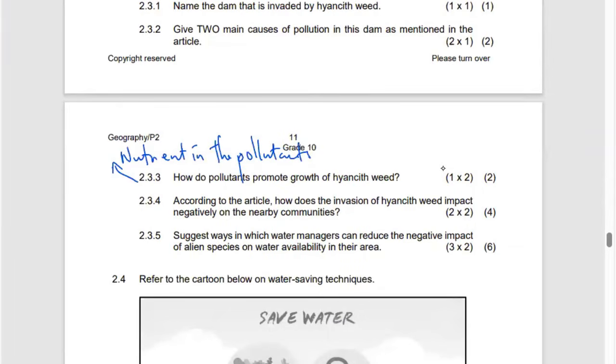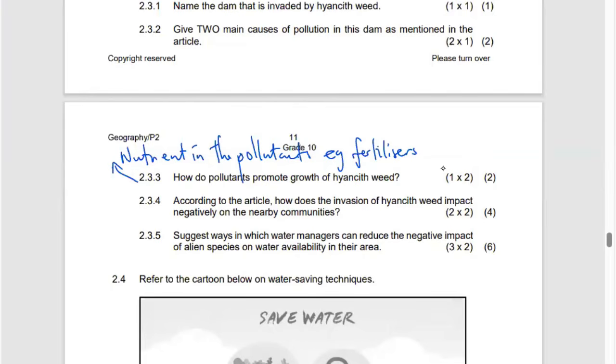Pollutants such as fertilizer, or other pollutants with nutrients. If fertilizers used for agriculture are washed into the dam, they give nutrients to the water hyacinth weed and it grows effectively. So it's mainly because of the nutrients in the pollutants, and also sewage. It breaks down, it gives rise to nutrients which can be effectively utilized by the invasive weed in the water in the form of water hyacinth.